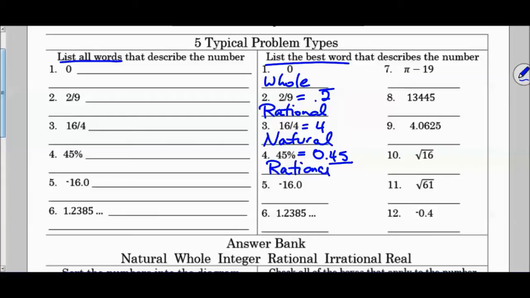This next one also looks like it's a decimal that stops, but negative 16.0 is the exact same thing as just negative 16. That is an integer. It's a counting number with a negative sign. That is an integer. That next one, 2.385, those 3 dots, that ellipsis means that's going on forever. And there is no sort of pattern there, so that's an irrational number. It goes on forever and does not repeat.